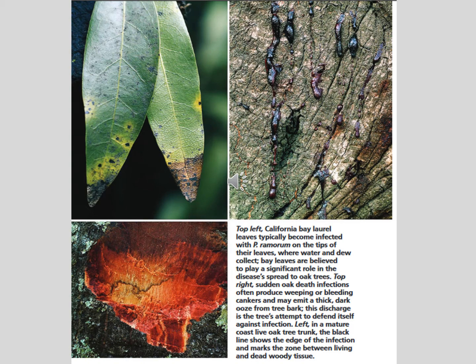Here you're looking at California bay laurel leaves. They become infected with Phytophthora ramorum on the tips of their leaves and where the water and dew collect. But you're also seeing that reddish coloring inside the wood itself and deeper, past the bark and even into the wood, that comes out as that kind of red oozing sap when the tree gets worse.